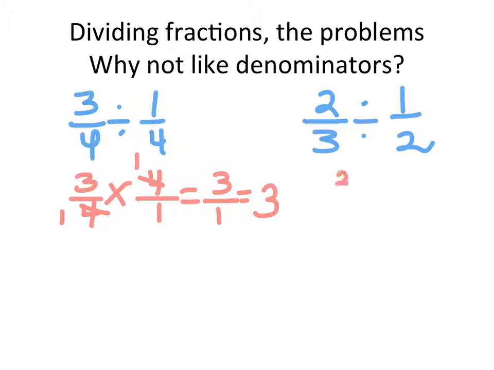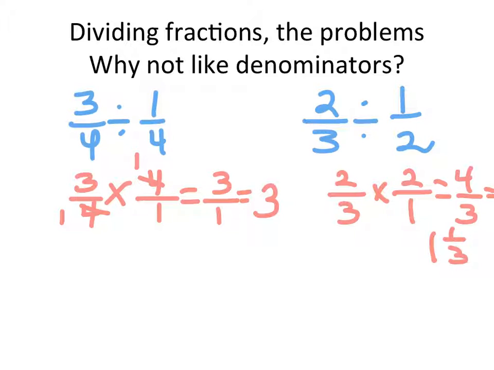So for this problem, I have 2/3 to start. Instead of dividing, I'm going to multiply. I'm going to multiply times the reciprocal. I'm going to see if I can cross-divide to make it easier, which I can't. My answer is 4/3, top times top, bottom times bottom, and that 4/3 is the same as 1 1/3.